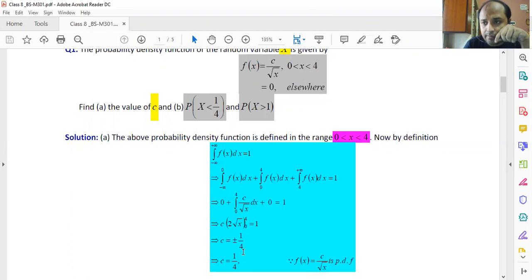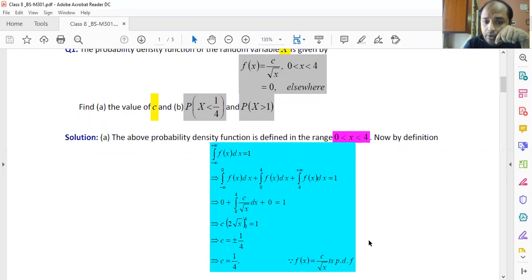One is plus 1 by 4, another is minus 1 by 4. We shall not consider minus 1 by 4, because if we put minus 1 by 4 over here, then the function fx becomes negative. And since fx is a probability function, it cannot be negative. So the only possibility for c is 1 by 4. Therefore, I have mentioned c equals 1 by 4 since fx is a PDF.